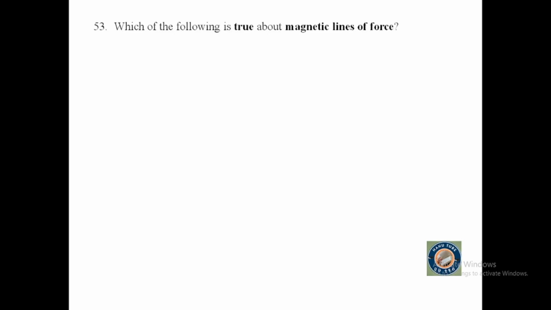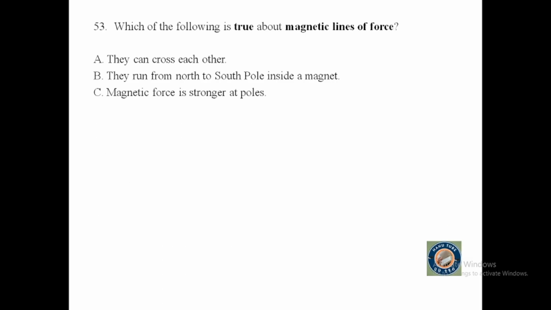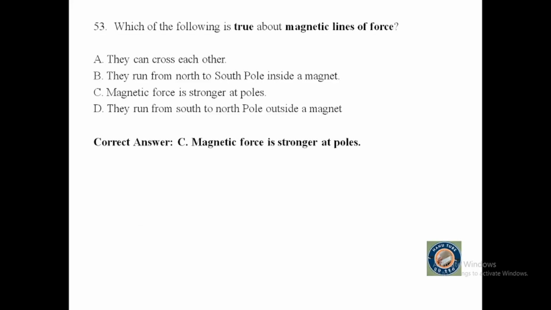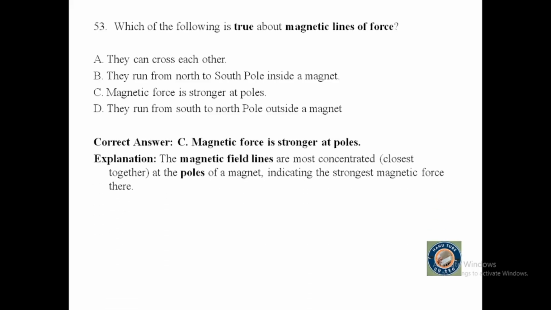Question number 53. Which of the following is true about magnetic lines of force? A. They can cross each other. B. They run from north to south pole inside a magnet. C. Magnetic force is stronger at poles. D. They run from south to north pole outside a magnet. The answer is magnetic force is stronger at poles. The magnetic field lines are most concentrated or closest together at the poles of the magnet, indicating the strongest magnetic force there.